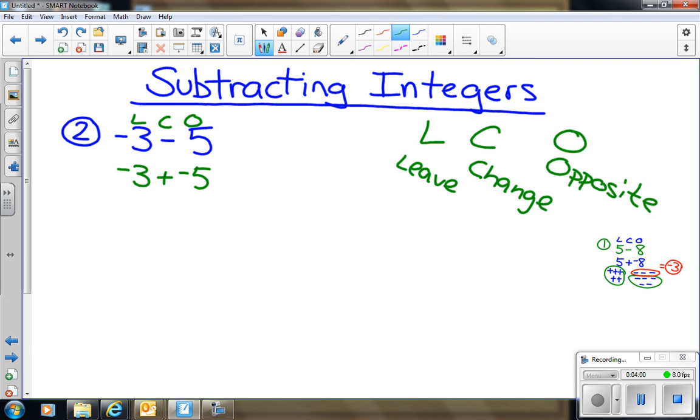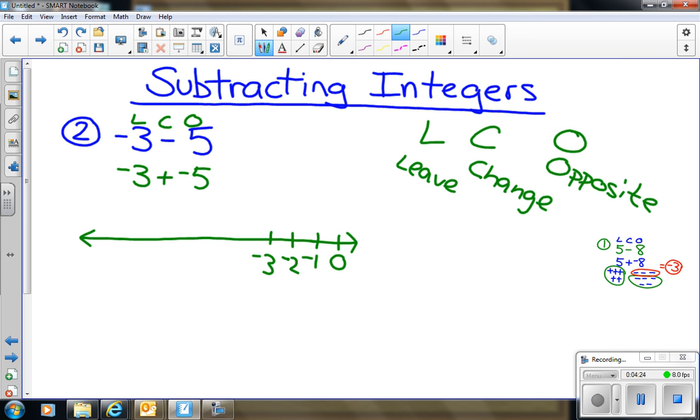Now, I didn't do this on the addition of integers lesson, but I'm going to go ahead and show you. We can do this on a number line to kind of prove our answer. And so let's say that we are starting with the negative 3. I'm going to do 0, negative 1, negative 2, negative 3.